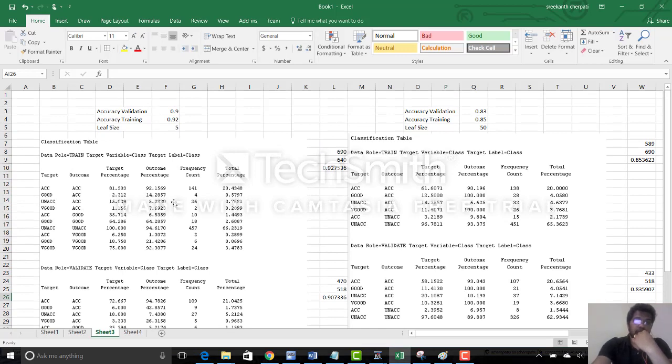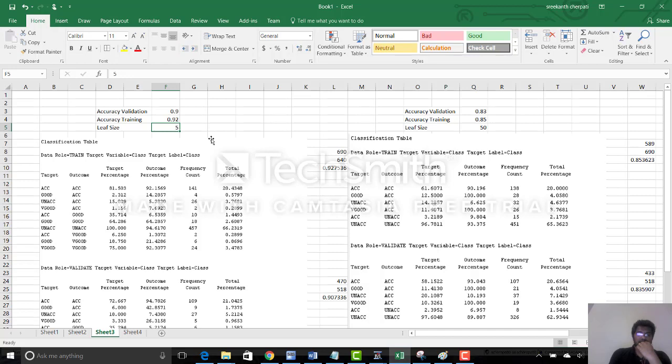If you see, for the decision tree with leaf size 5, the accuracy of training was 92% and the accuracy of validation was 90%. For a leaf size of 50, the accuracy of training was 85 and the accuracy of validation was 83. So when you decrease the leaf size from 50 to 5, the accuracy of training and validation datasets has increased considerably. But if you keep decreasing the leaf size, say to 1 or 2, the accuracy of the training dataset would increase, but the accuracy of the validation dataset would obviously decrease.